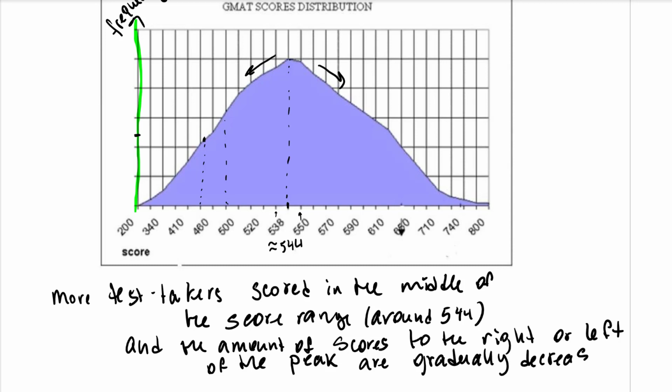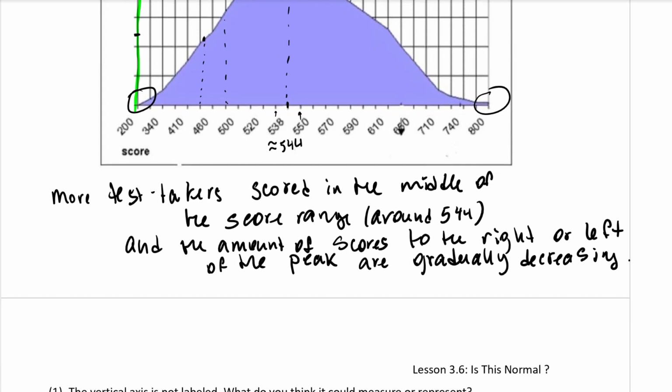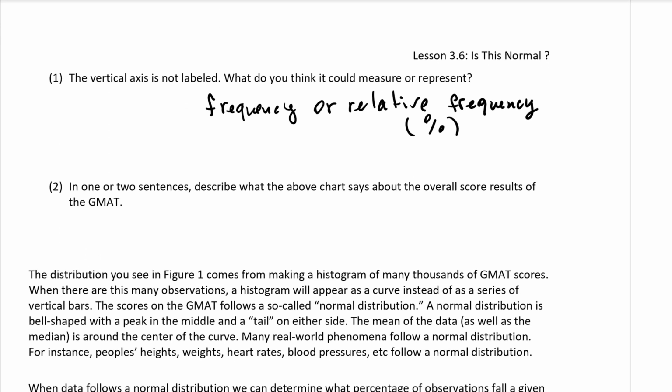All right, so that's how we can describe this, right? We got the peak around 544, and then it goes down as you go to the right and to the left. Notice there are very few test takers who get a perfect score, and there are few who also get very low scores. So, that's what we observe.